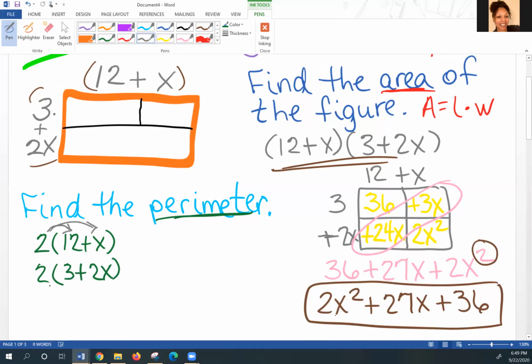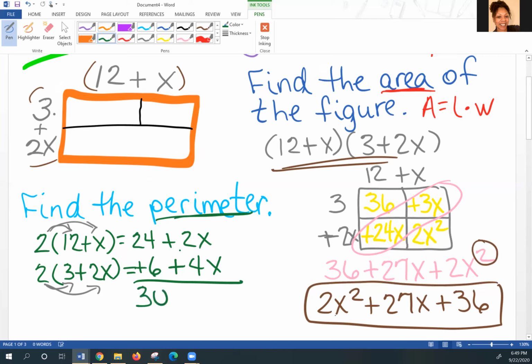You're going to distribute, and then you're going to take those answers and add them together. So 2 times 12 is 24, plus 2 times x, which is 2x. 2 times 3 is 6, plus 2 times 2x is 4x. Take this answer, 24 plus, because you're adding all the sides together. That's what perimeter means. So 24 plus 6 is 30, plus 2x plus 4x is 6x. So this is my perimeter.